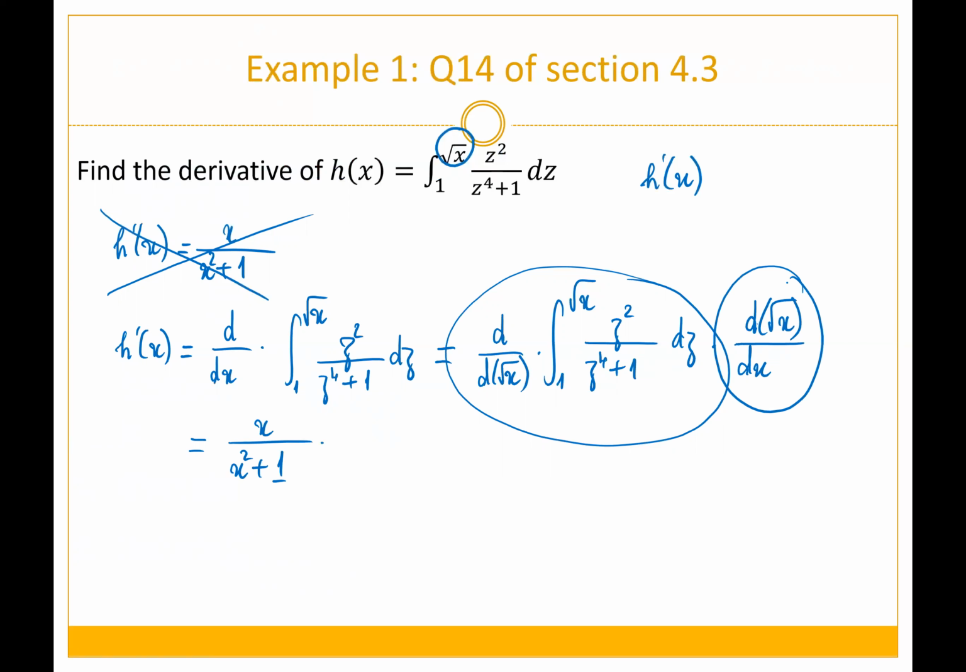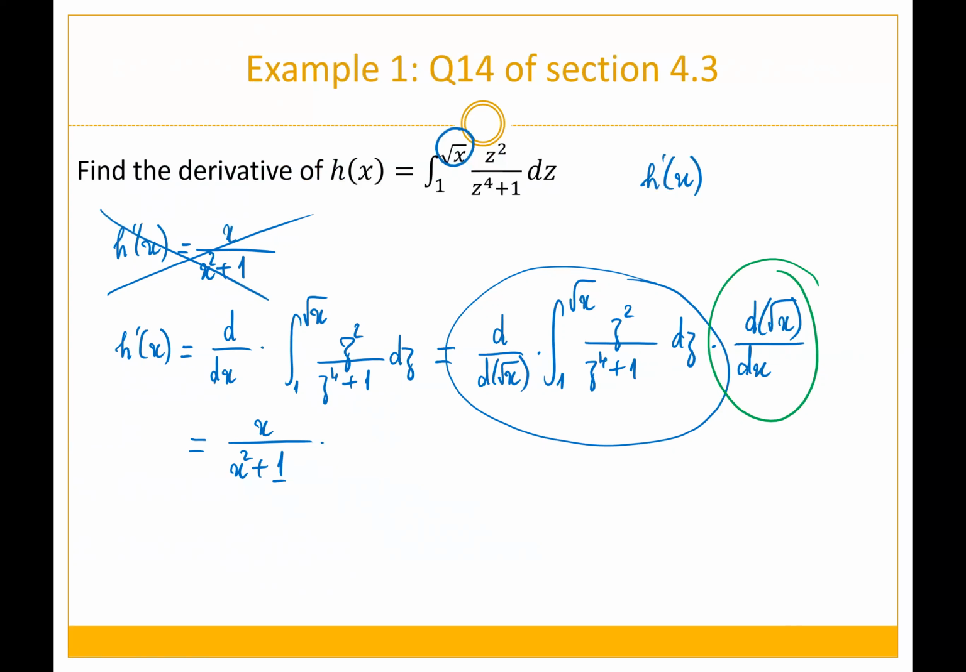However, the extra part, I'll give it another color, is the derivative of square root of x with respect to x, and we have to multiply by this part. This is because the boundary over here is not square root of x, so you have to account for that when you take the derivative of the entire integral. You're going to learn this later when we go to the next section, which is the chain rule of taking the derivative of an integral.